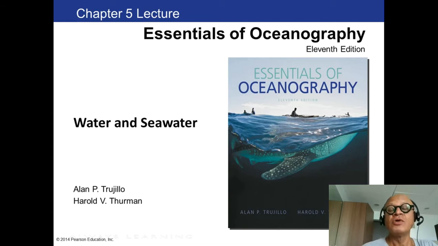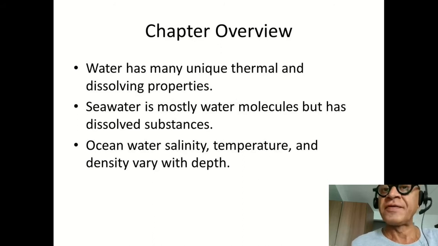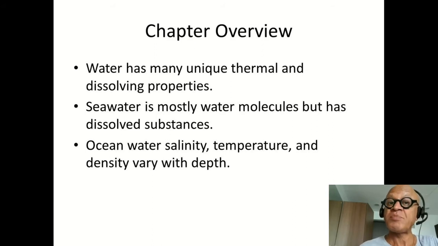Right now, we will look at water and seawater, and we'll start by looking at the overview of the chapter, where we will basically have some introduction to how water has many unique thermal properties and dissolving properties. We all know that on Earth it occurs in all three phases: in solid phase as ice, in liquid phase as water, and in gaseous phase as water vapor.